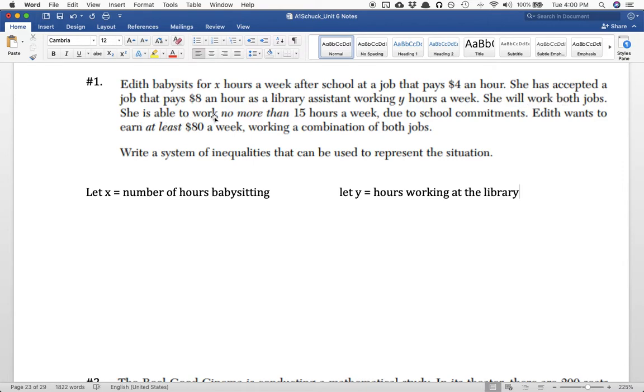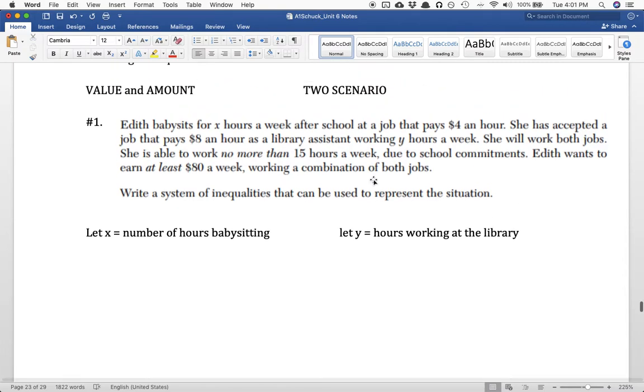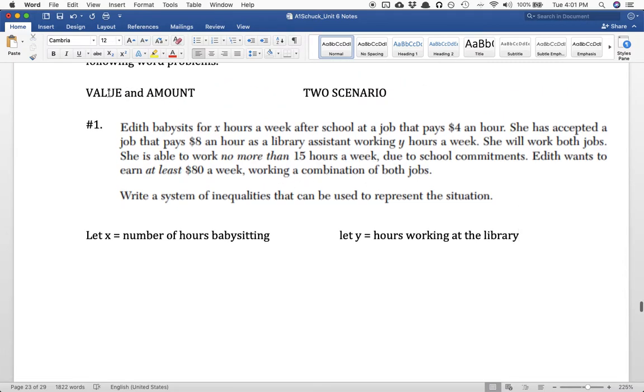She's able to work no more than 15 total hours a week due to school commitments. Edith wants to earn at least $80 a week working a combination of both jobs. And now it just says write a system of inequalities that can be used to represent the situation. This one is going to be a value and amount problem. I'm not using the two things two different times. It's not a two scenario. I have an amount of hours per week and a value that's using those multipliers, right? 8 times Y, 4 times X, that'll get me that $80.